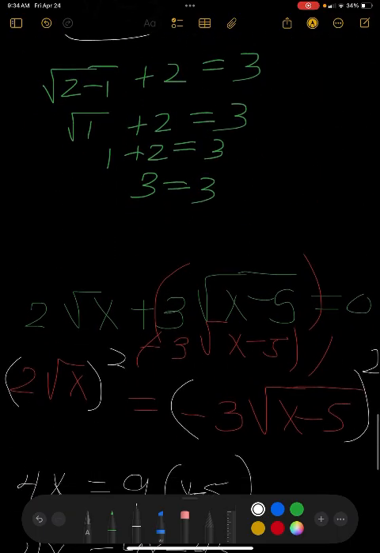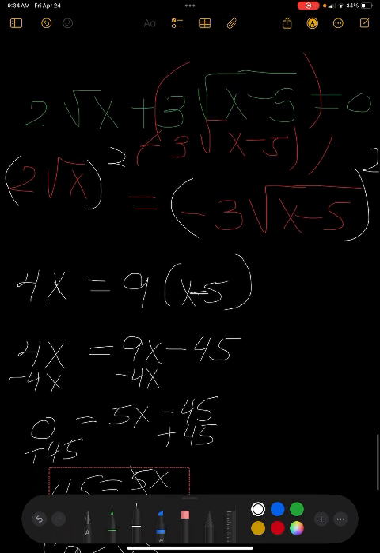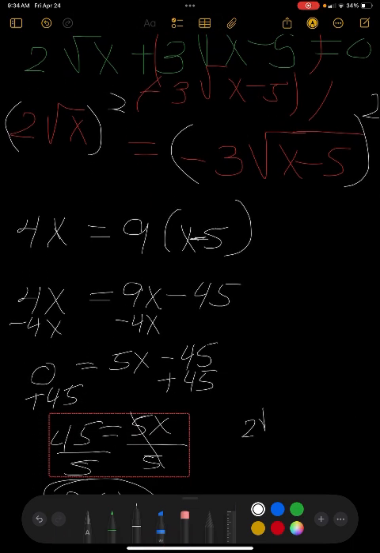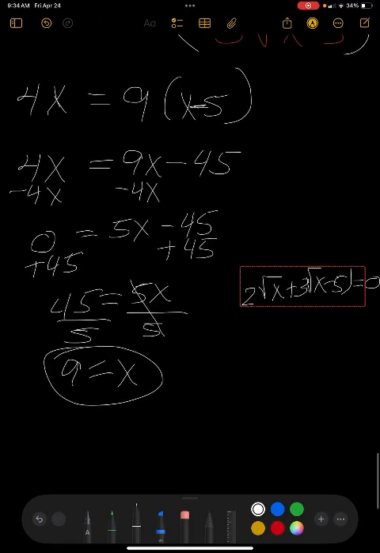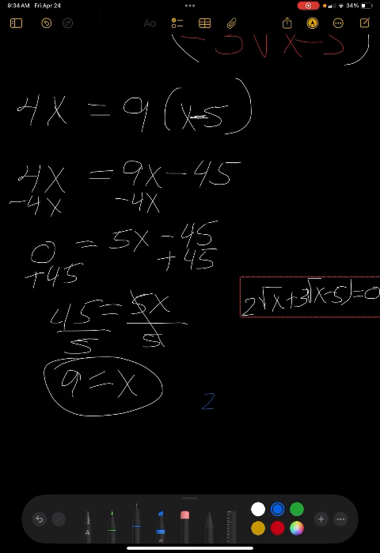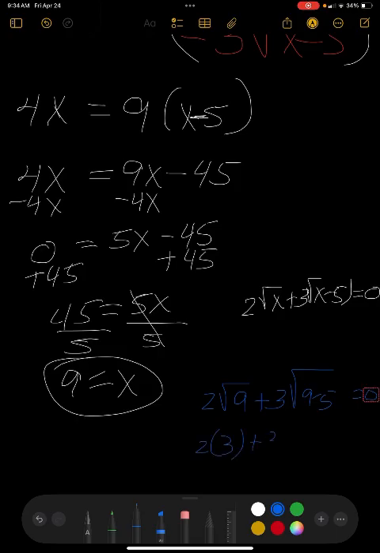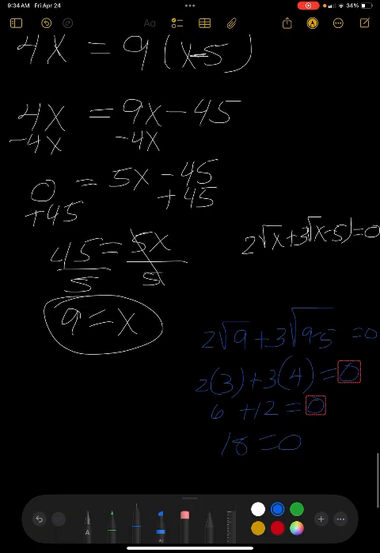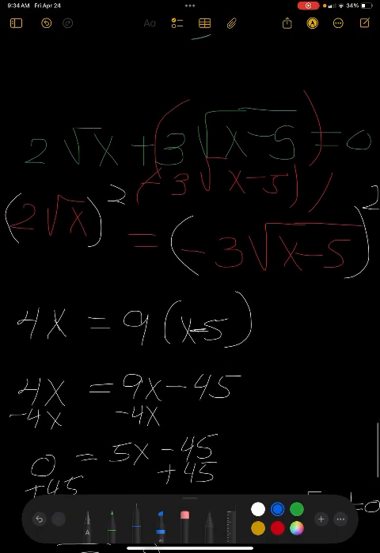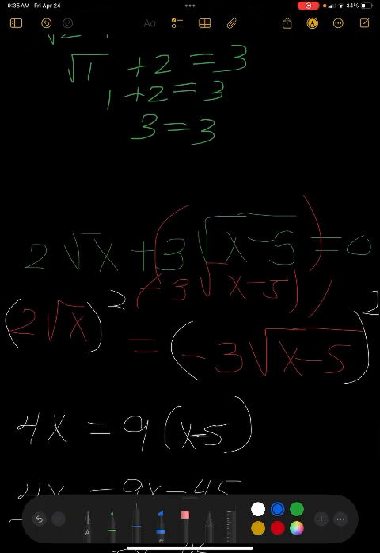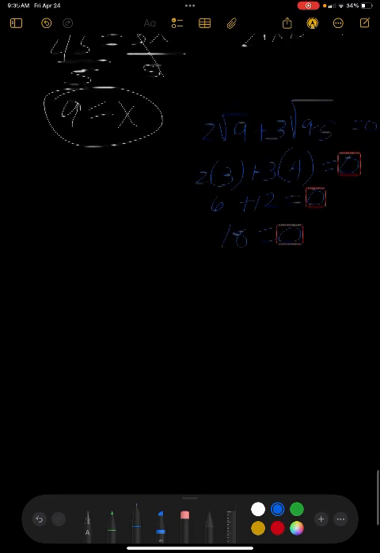All right, and let's see if that is a solution to the equation. So the original was 2 square root of x plus 3 square root of x minus 5 equals 0. And the answer we just got was 9, so let's plug that in. 2 square root of 9 plus 3 square root of 9 minus 5 equals 0. 2 times 3 plus 3 times 4 equals 0. So 6 plus 12 equals 0. So we get 18 equals 0. All right, and that is false. So that means that this one has no solution. There's no solution that works here. So the answer to this one would be no solution.